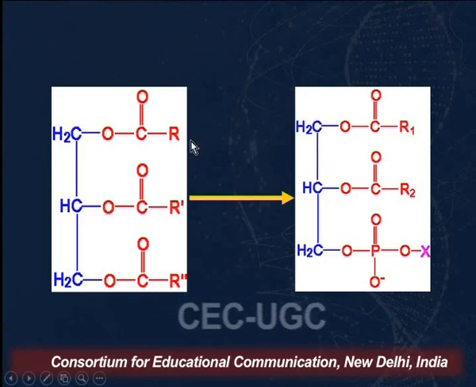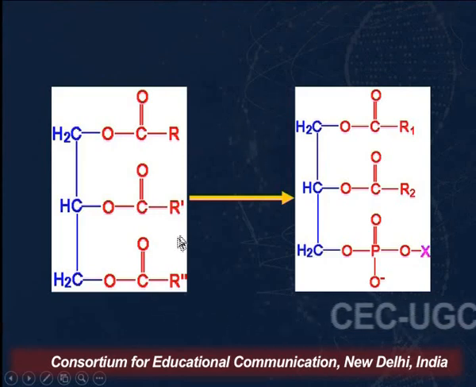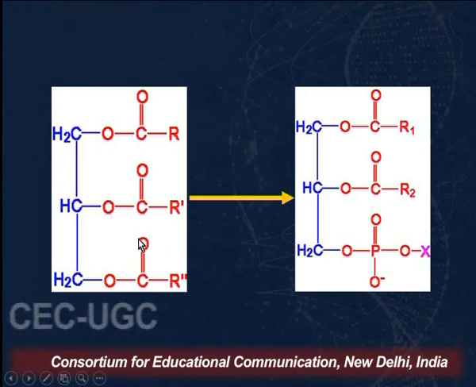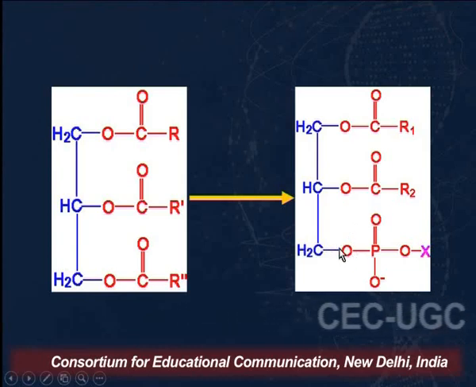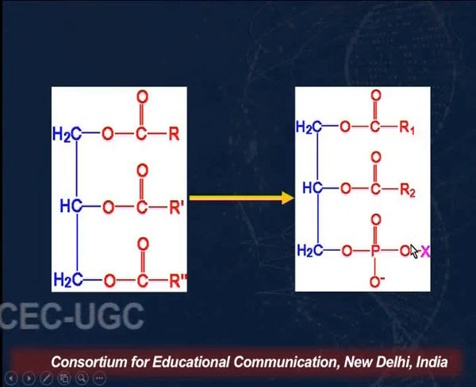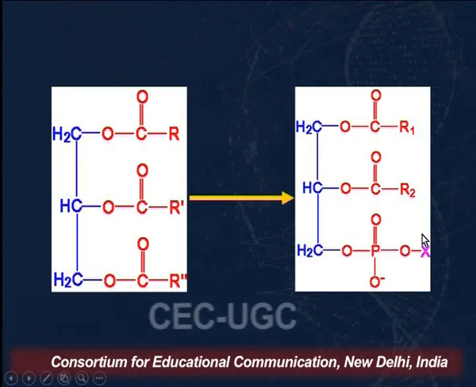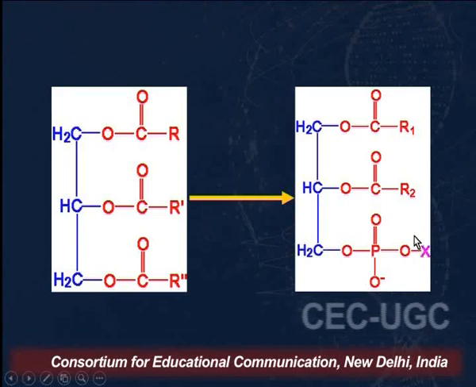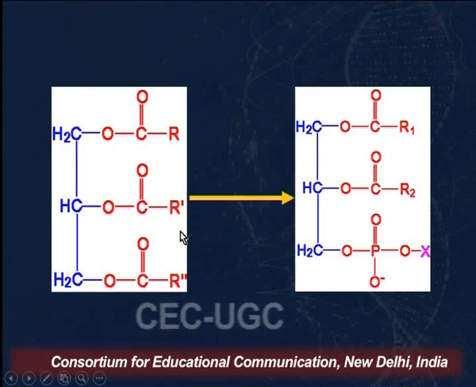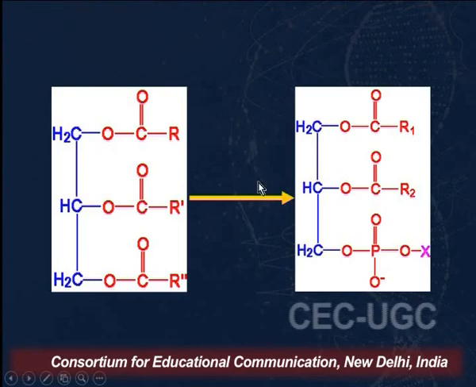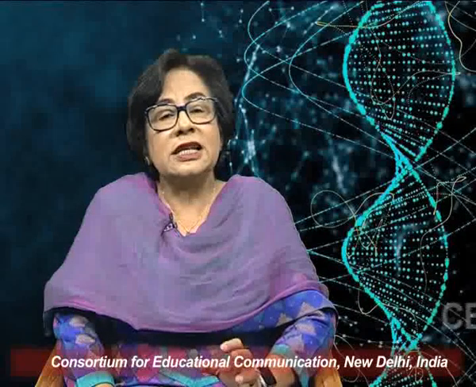But when we go on to compound lipids, we find that one of the acyl groups of the simple lipid is replaced by a phosphate group, and this phosphate group is then joined to an X group here, which may be nitrogenous or non-nitrogenous. So this is the difference between a simple lipid and a complex lipid. This is the general difference.